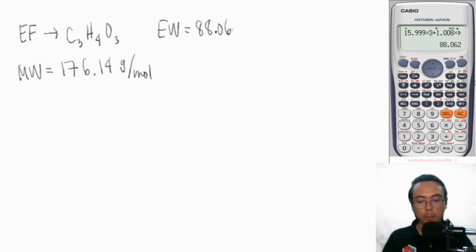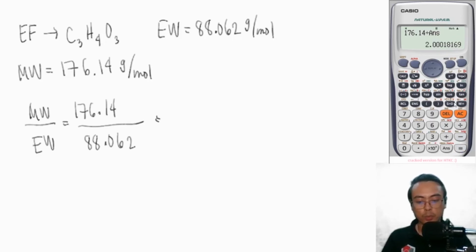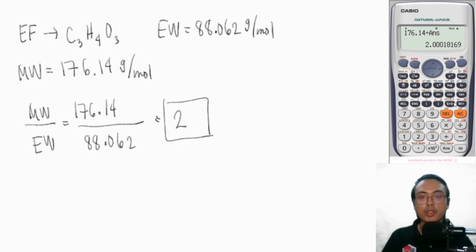Now we are going to divide the molecular weight by the empirical weight in order to obtain an integer. So that is 176.14, the molecular weight, divided by the empirical weight, 88.062. What do we have? Our integer is 2. So what do we do with this integer? You multiply this integer with the empirical formula to get the molecular formula.